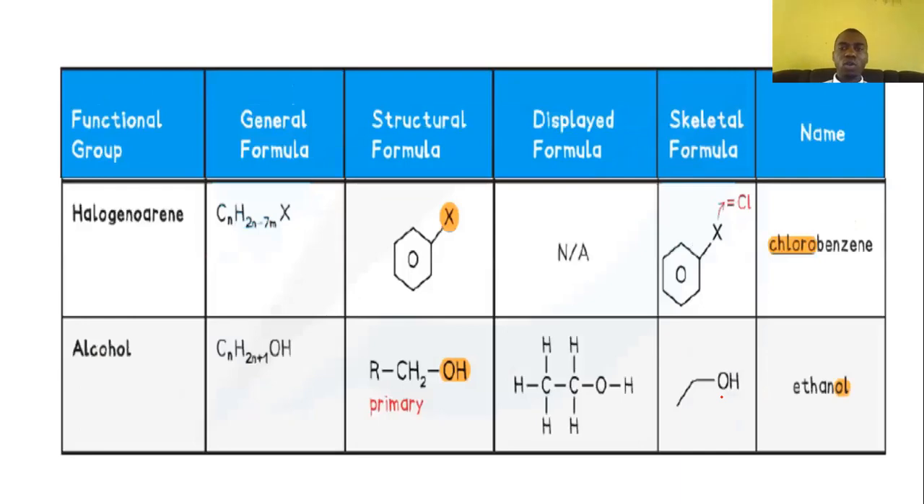Okay, so there are several examples that we can look at. Let's look at the alcohols. Now, alcohols, there are 3 types. It's what we call the primary, the secondary, and the tertiary. But I think the major emphasis here is you just have to master the general formula.